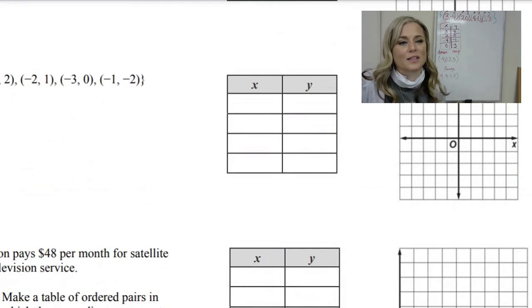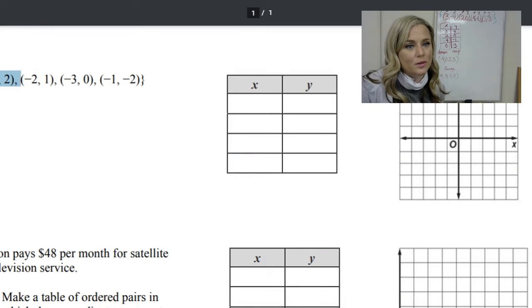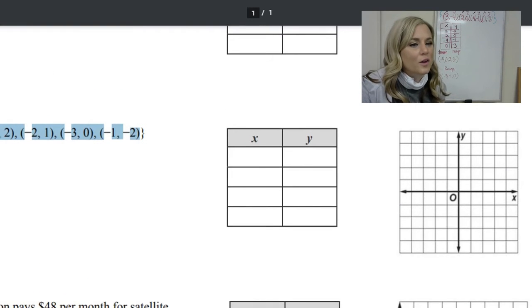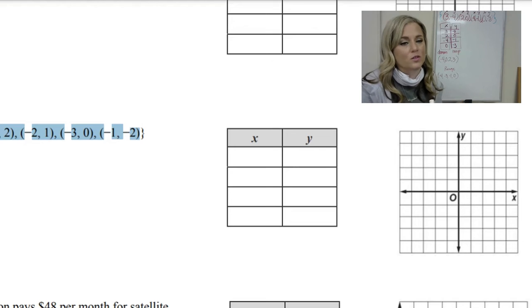So if we look at number 2, let's look at these. All right, so here are our X's: 4, -2, -3, -1. I don't have a repeating X. I don't have 2 +4s, or 2 -2s, or 2 -3s, or 2 -1s. So this I can tell is going to be a function, because here's the deal.